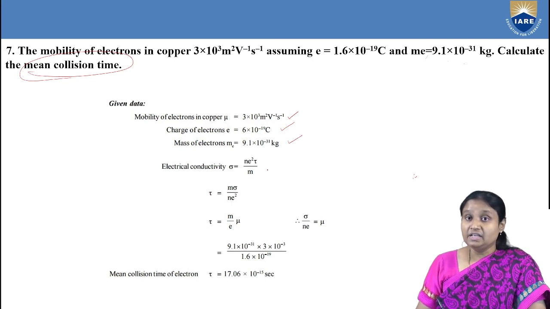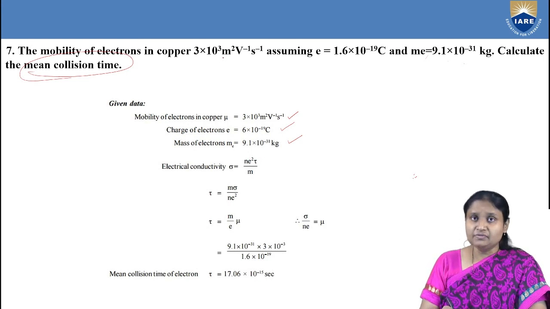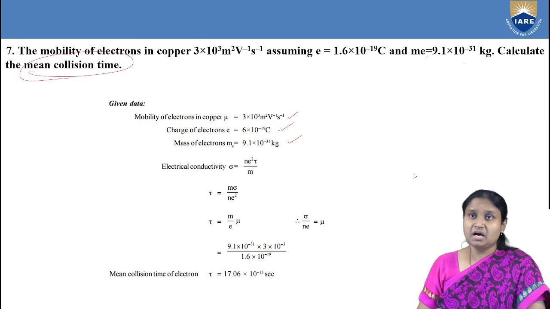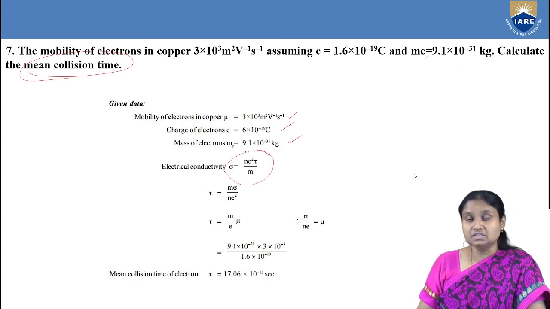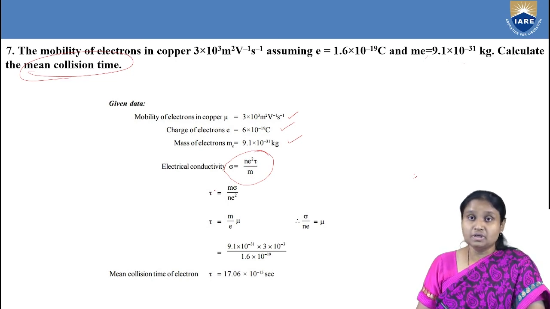From the data given, the mobility as well as the mass and charge of electron, in order to find the mean collision time, first we take the formula for conductivity, which is given as sigma equals Ne square tau by m. From this, the collision time is m into sigma divided by Ne square.